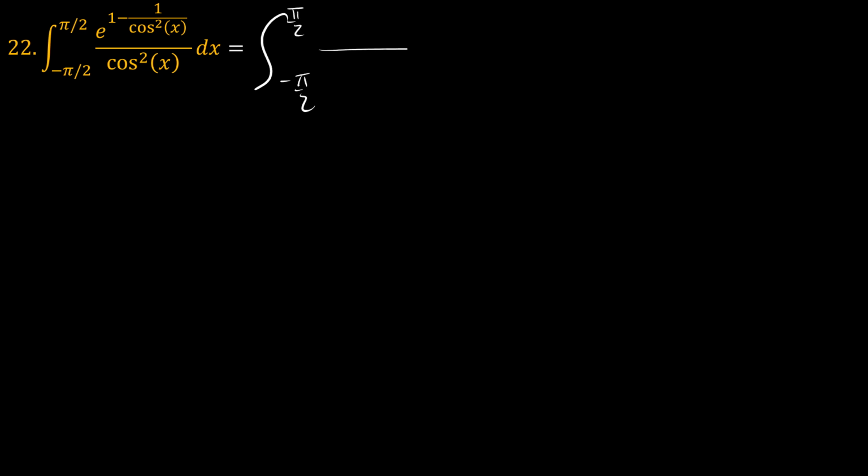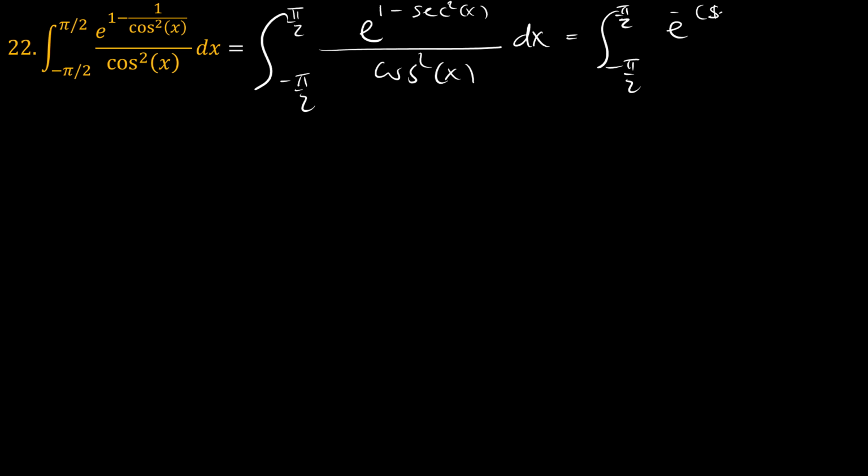Problem number 22, the definite integral from x equals negative pi over 2 to x equals pi over 2 of e to the power 1 minus 1 over cosine squared x, over cosine squared x. So this is the same as e to the power 1 minus sec squared of x over cosine squared of x, which is the same as e to the negative sec squared of x minus 1 times sec squared of x dx, because 1 over cosine squared x is the same as that.